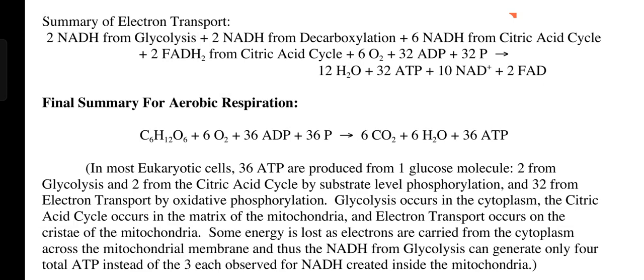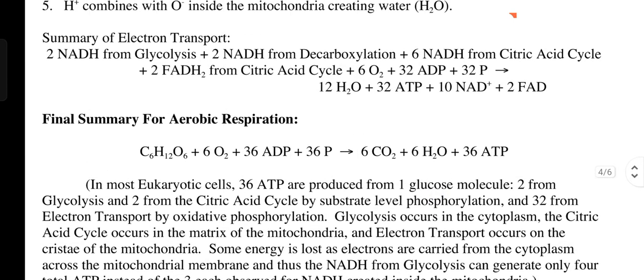Summary of electron transport: 2 NADH from glycolysis plus 2 NADH from decarboxylation plus 6 NADH from the citric acid cycle plus 2 FADH2 from the citric acid cycle plus 6 O2 plus 32 ADP plus 32 P equals 12 H2O plus 32 ATP plus 10 NAD+ plus 2 FAD.